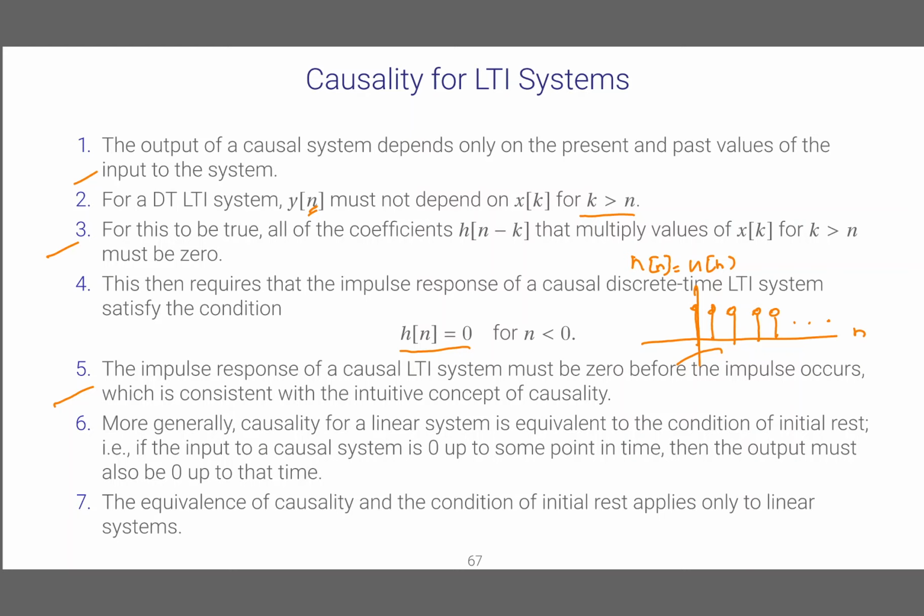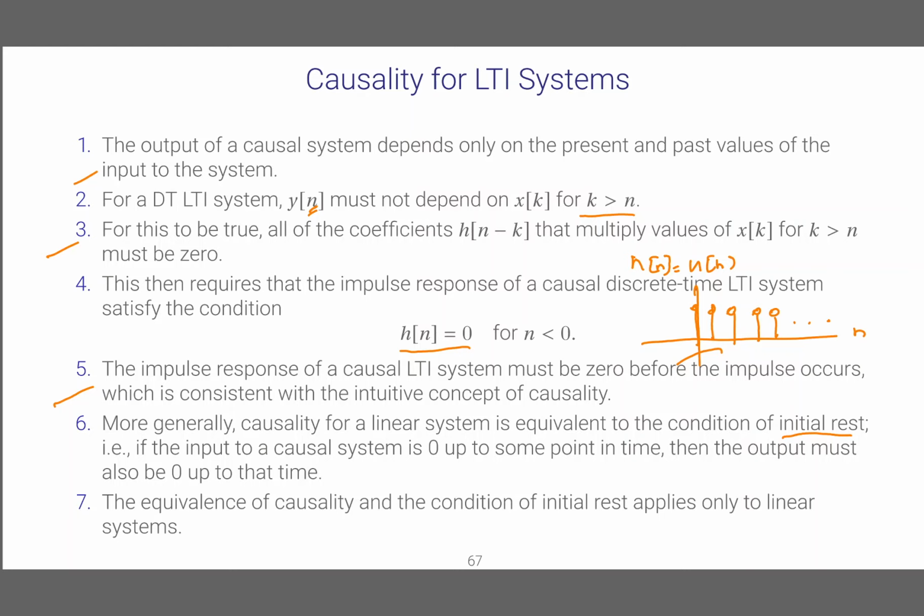So the impulse occurs at n equals 0. Before n equals 0, no output can happen. More generally, causality for a linear system is equivalent to the condition of initial rest. Now this is valid only for a linear system. That is, if the input to a causal system is 0 up to some point in time, then the output must also be 0 up to that time. The equivalence of causality and the condition of initial rest applies only to linear systems.